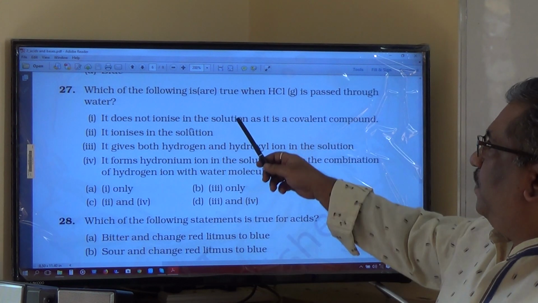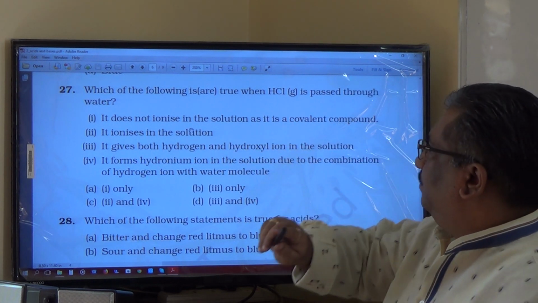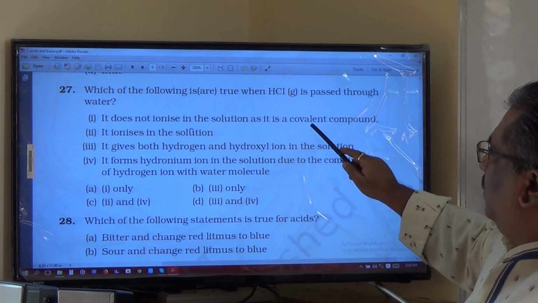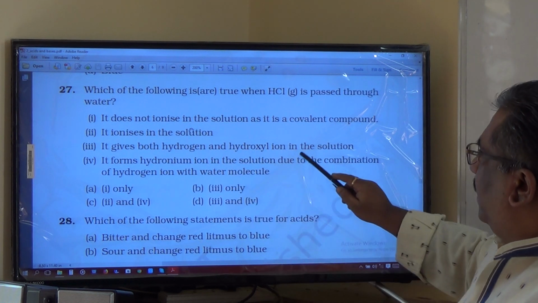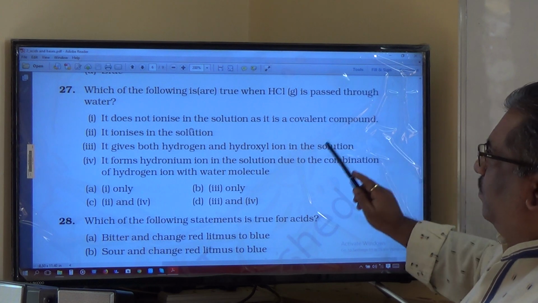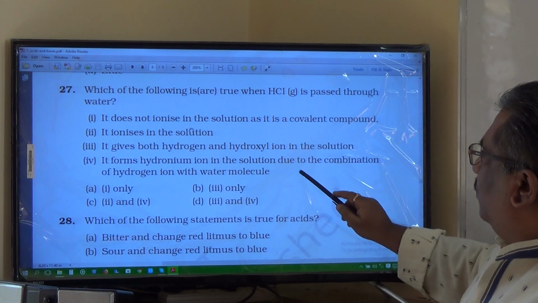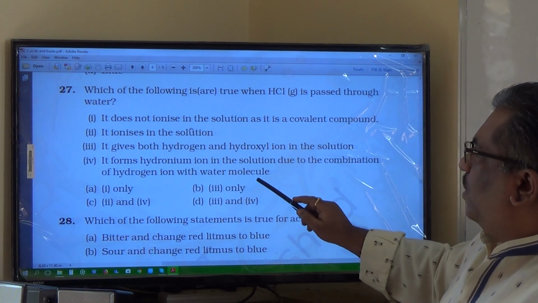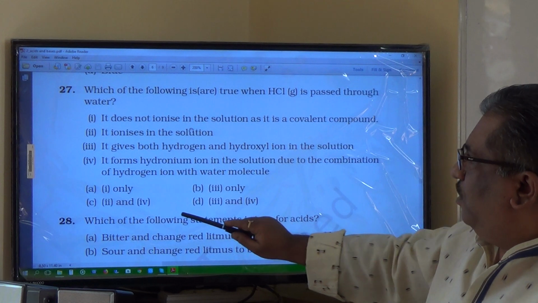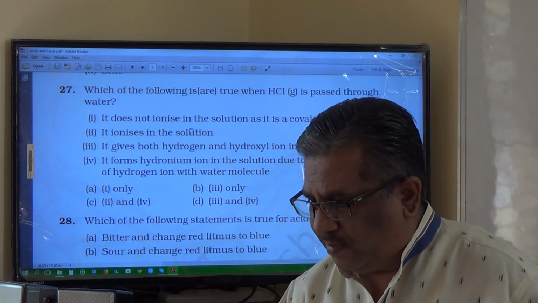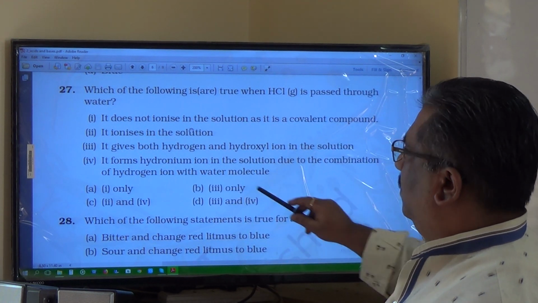Next, which of the following are true? True, we have to pick up. HCl gas is passed through water. It does not ionize in the solution as it is covalent compound. Wrong. It ionizes, yes. It gives both hydrogen and hydroxyl ion in the solution. No, it will give hydrogen and chloride. It forms hydronium ion in the solution due to combination of hydrogen ion with water molecule. According to me, 2 and 4, answer C is correct. It will not give hydroxyl ions there, hydrogen and chloride, but next option is hydronium. I hope you have understood.